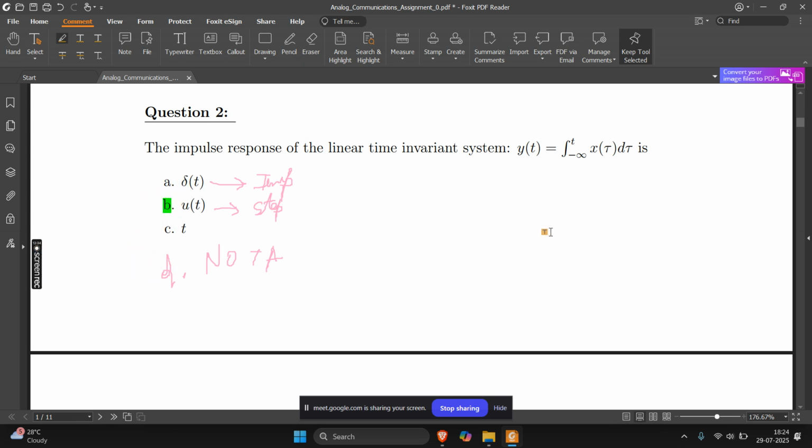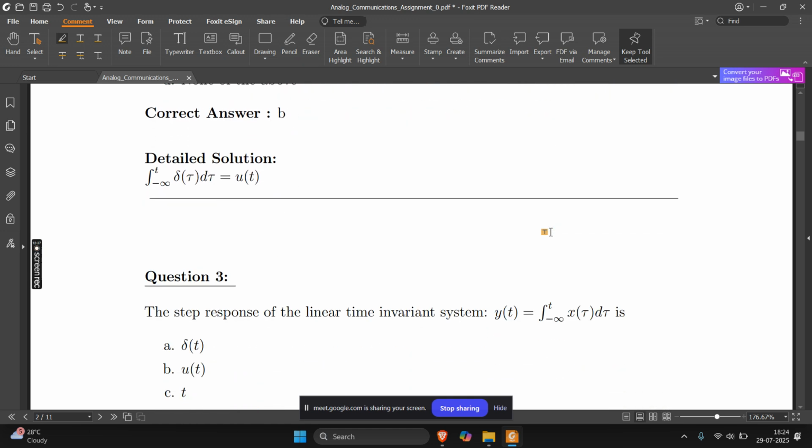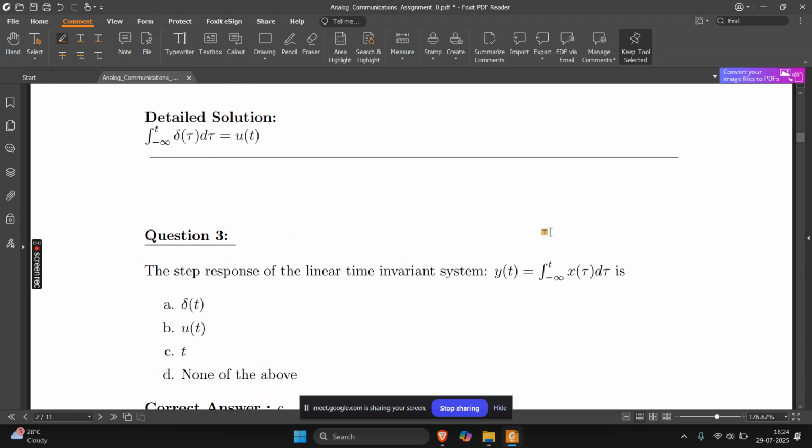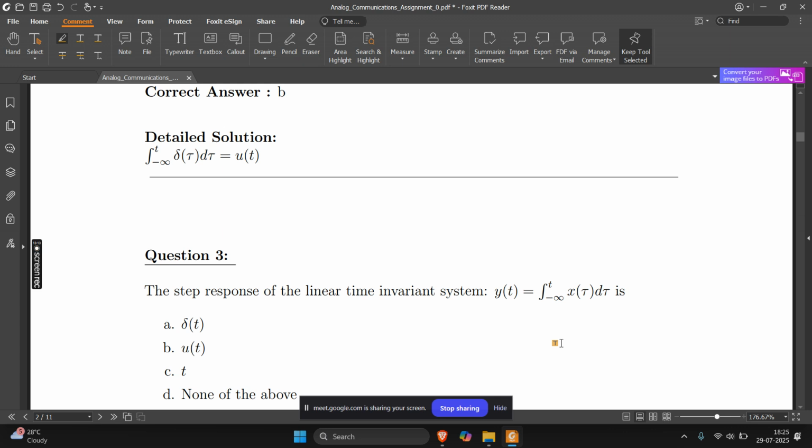Okay, next. The step response of the linear time invariant system. Again you are given an LTI system, y(t) equal to this integration of x(tau) d tau. Now you have been asked for the step response, not the impulse response. So what will be the response when the input is step, not impulse? So try. You again have 2 minutes.